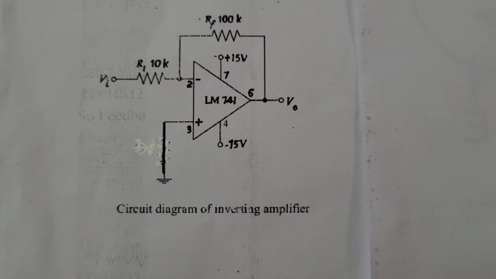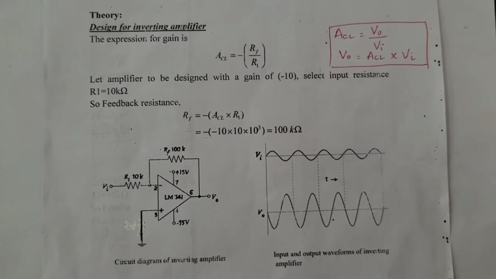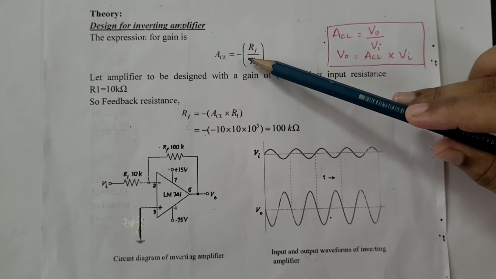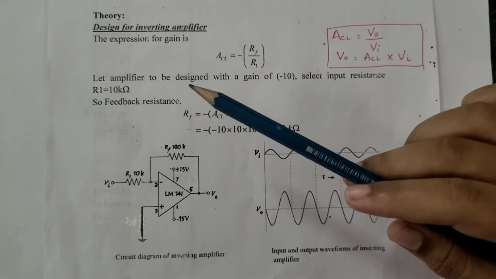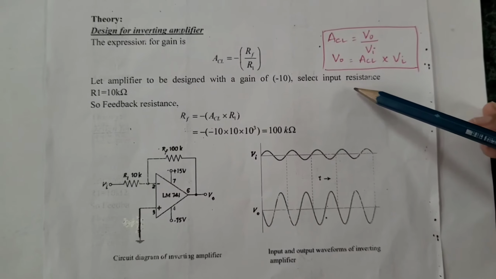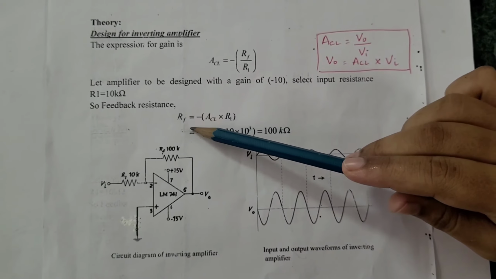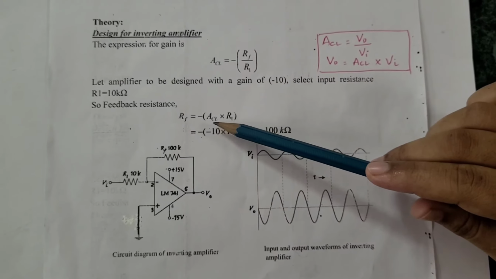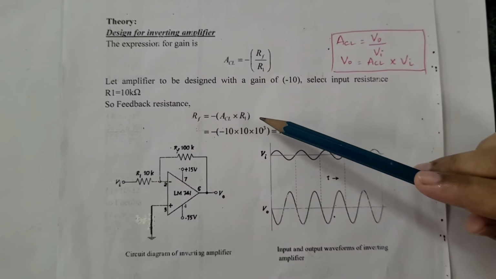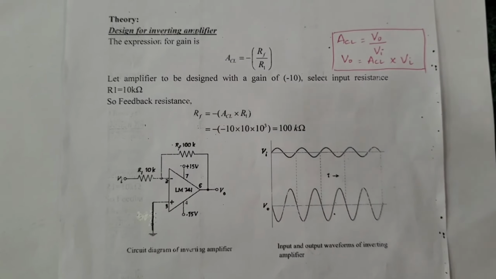Let's see the theory behind calculating the value of input and feedback resistor. The expression for gain is ACL, closed loop gain, which is equal to minus RF upon R1. Let the amplifier be designed with a gain of minus 10. Then we'll select the input resistance R1 equal to 10 kilo ohm. Therefore, the feedback resistance will be minus gain multiplied by the input resistance. Putting the value of gain and input resistance, we will get 100 kilo ohm as the feedback resistance.